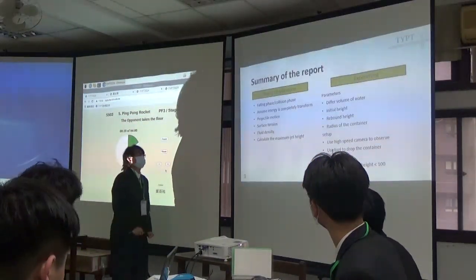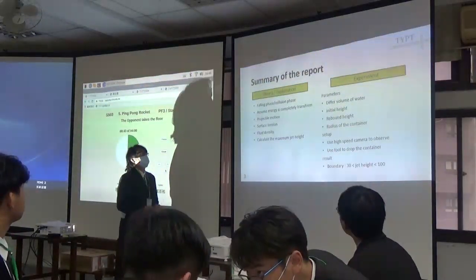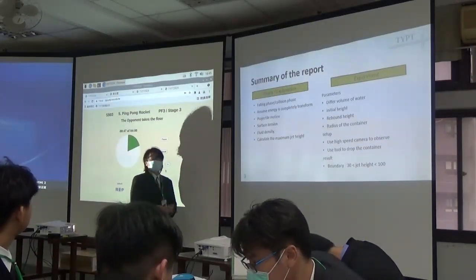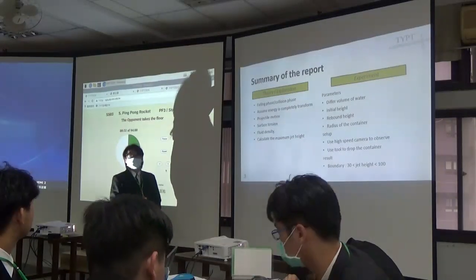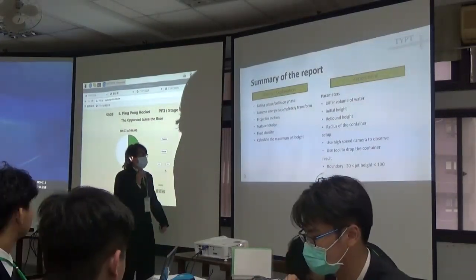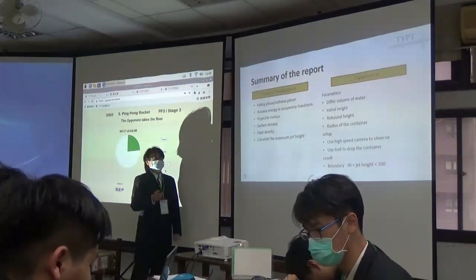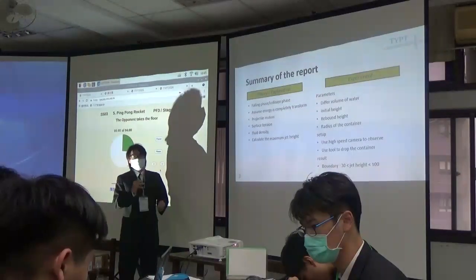For a summary of the report, I consider the theory. They have considered the falling phase and the collision phase, and assume that the energy is completely transformed. They also assume that the container is not broken, and they consider projectile motion and the surface tension. They also use the fluid density and calculate the maximum jet height. But the report says it will ignore the buoyant force. I will discuss that later because I consider there will still be some problem.